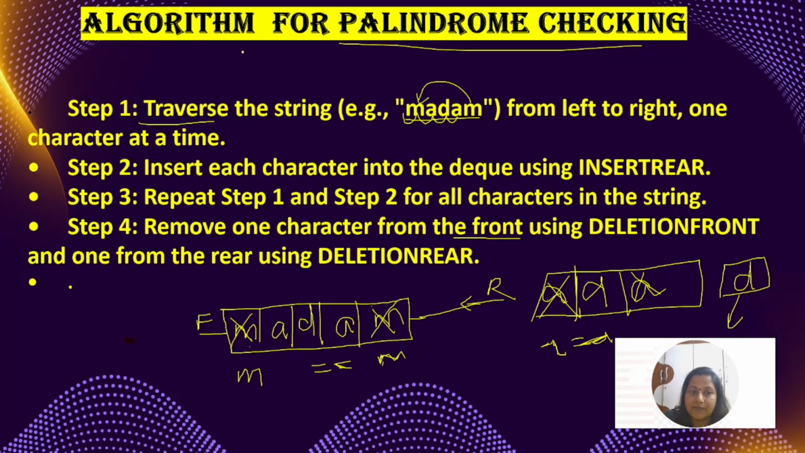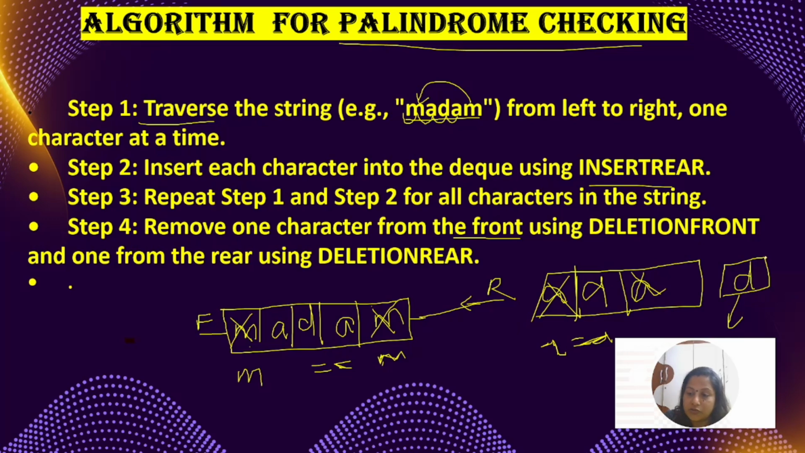Is it clear now? First, you are traversing the string from left to right, one character at a time. Insert each character into the deck using insert rear, and repeat these steps for all characters in the string. After that, you remove one character from the front and one from the rear using delete front and delete rear. After that, you compare them. If they are equal, you repeat step 4 and step 5, which means you remove from the front and rear and compare again. In case they are not equal, you stop and mention that it is not a palindrome.